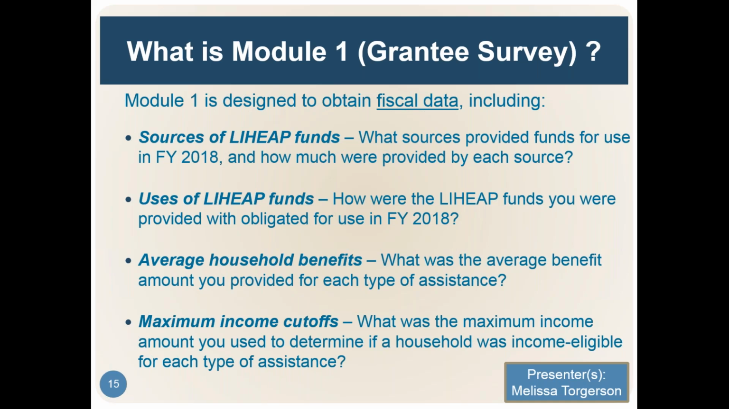How you used it. And uses is a tricky word here because we're really talking about obligations and not expenditures, and we'll continue to say that throughout this webinar and explain that more and more. But basically we want to say, if you got $1 million in, how did you take that $1 million and split it up among all your program components? Average household benefits, we're looking at the average benefit amount you provided for each type of assistance during the year. And then we're also looking for maximum income cutoff. So what is the threshold you use to determine if a household was income eligible for each type of assistance?